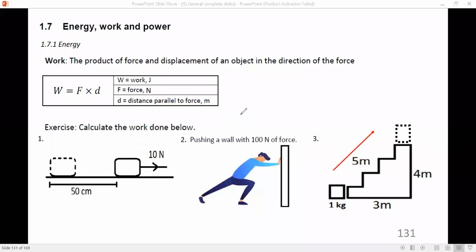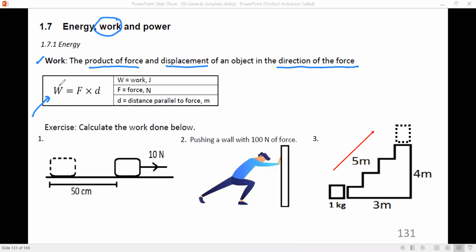Okay, so for this video, we are going to focus on work. The definition of work is the product of force and displacement of an object in the direction of the force. We are going to get back to this later, but now we go to the formula first.